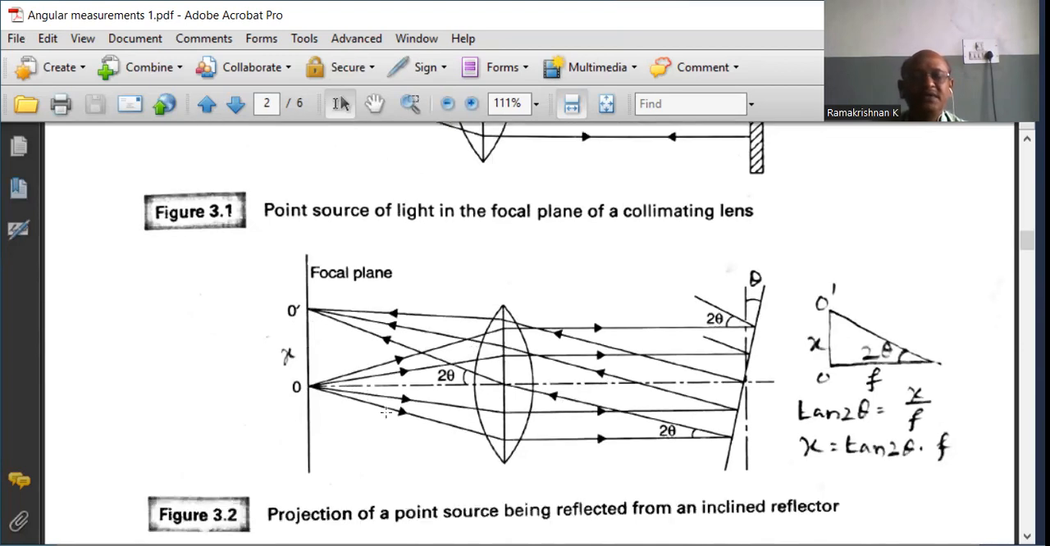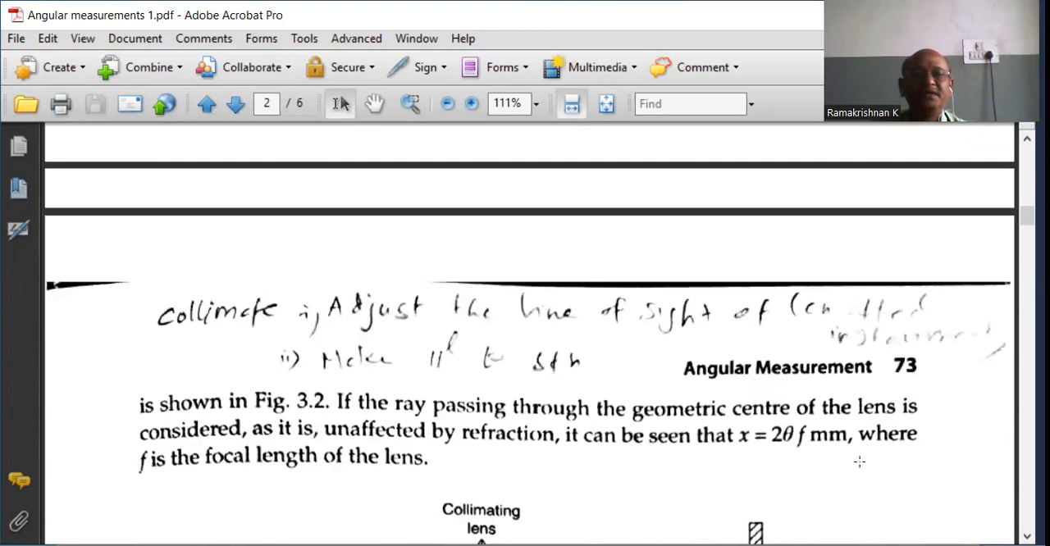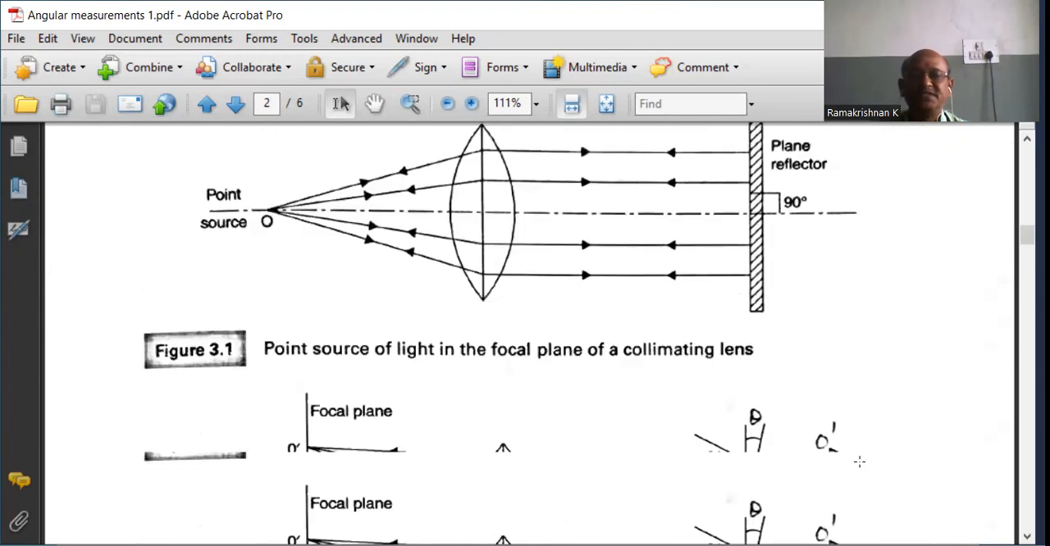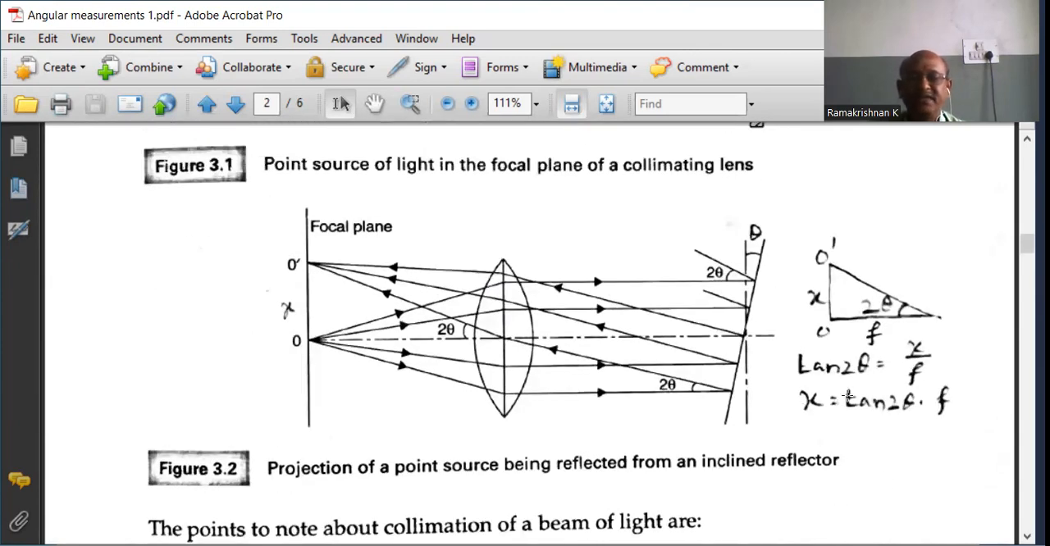Now, from the triangle O dash O, we get tan 2 theta equals x by f. Again, x equals f tan 2 theta. This is the formula, by which we can determine the distance x. As theta is very, very small, we can rewrite x equals 2 theta into f.